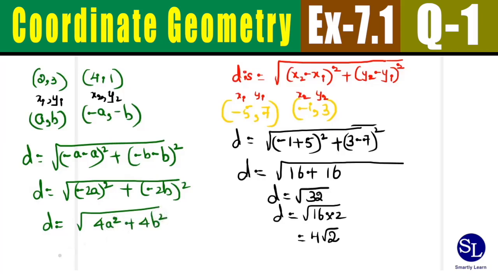I can take the 4 outside. So d is root of 4 into (a square plus b square). In the next step, I'm going to take the 4 itself outside the root. So it is 2 into root of a square plus b square.